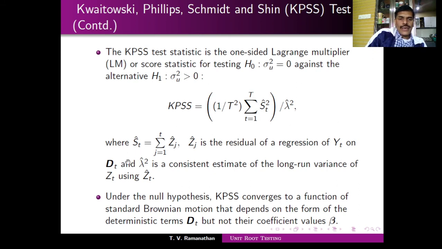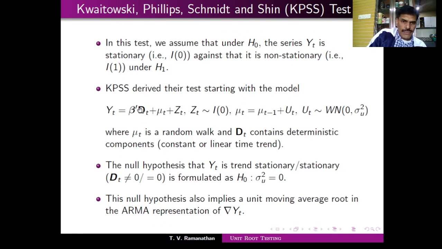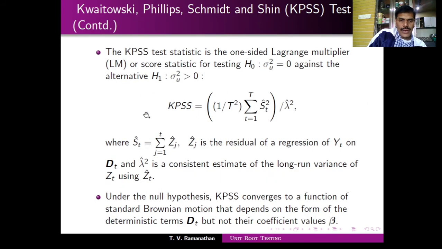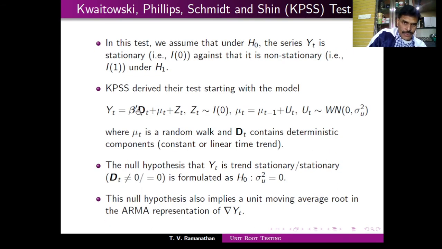So here you get this test statistic. KPSS has suggested this test statistic, and this test statistic is built from the residual of the regression of yt on dt, and this is an estimator of the long run variance of zt using zt hat. So this is the test statistic suggested by KPSS, and then depending on what form you take for dt, you have an asymptotic distribution. Of course, in whatever form, it is not going to depend on the beta.